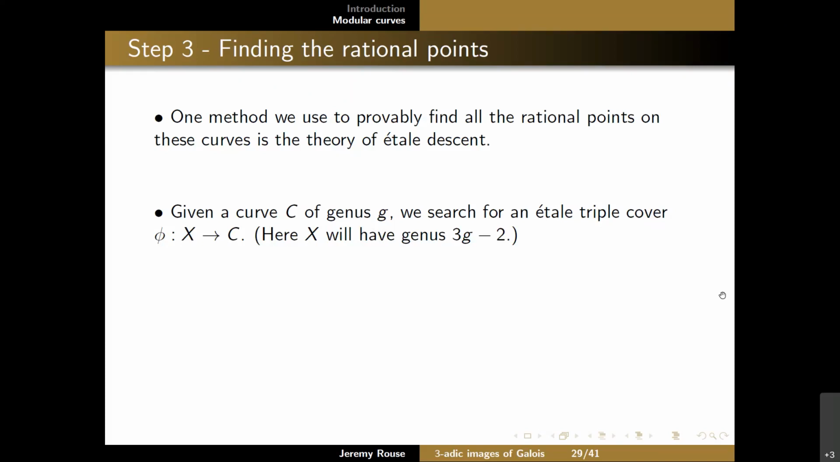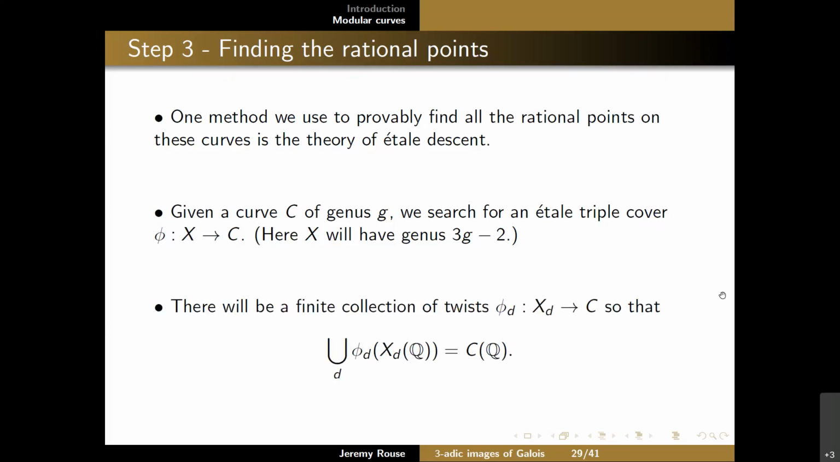Okay, so we're looking for étale triple covers of this curve, modular curve C. Saying that a morphism of curves is étale is essentially the same as saying that the morphism is unramified. And we want these extensions also to be Galois. And so we're really looking for Z mod 3Z unramified extensions of C. And these Z mod 3Z unramified extensions of something correspond to elements of order 3 in the Picard group. And so what we're really doing is we're looking for 3-torsion points in the Jacobian of C.